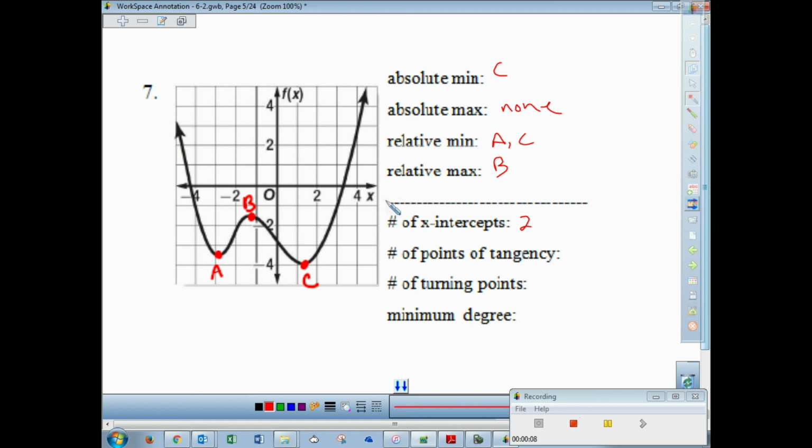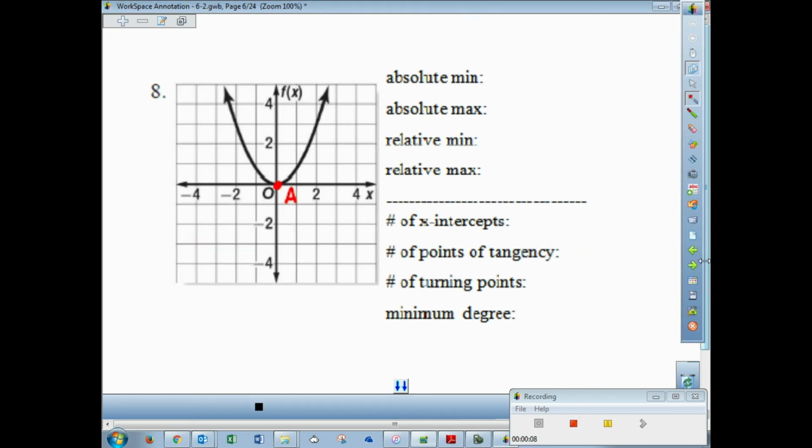Are there any points of tangency where the graph touches the x-axis but does not cross it? There are 0 of them. Turning points, 3. Minimum degree, how do you figure that out? Turning points plus 1, 4. Does that match up with even? Yep. Sweet. Try that one.